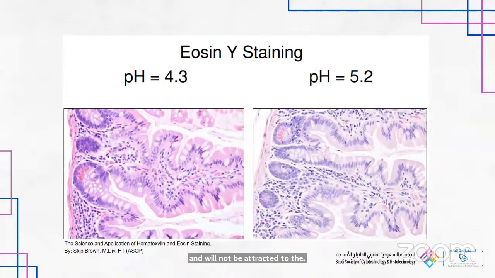Also here you can see how the intensity is highly dependent on the pH, and at pH 5, the staining intensity drops significantly compared to the picture on the left, where the pH level is as it should be.